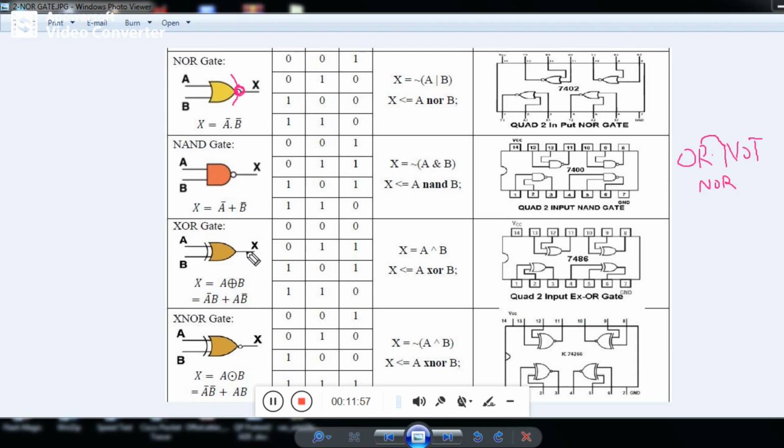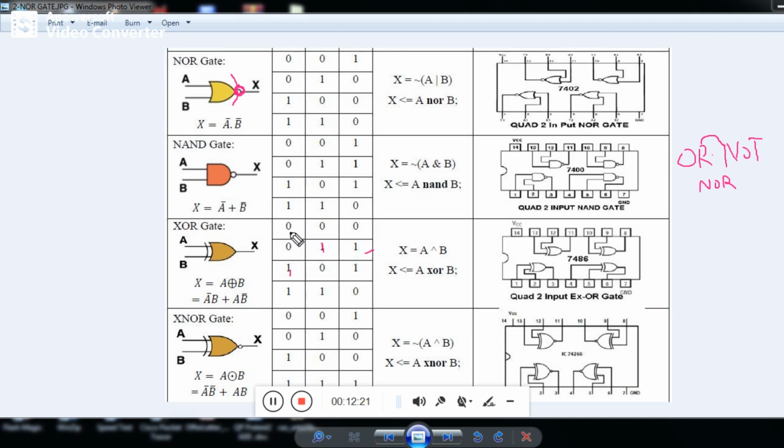And we have something called the exclusive OR gate. This is very important. One of the important properties of the exclusive OR gate is that when an odd number of inputs are 1, the output is 1. See here, how many 1s are there? 1, 1 and 1. Output is 1. But when an even number of inputs are 1, the output is 0.